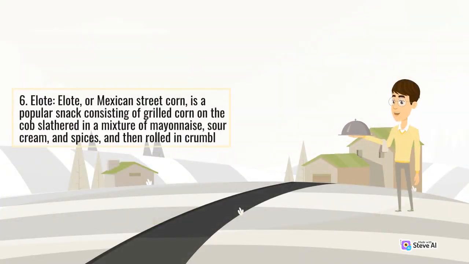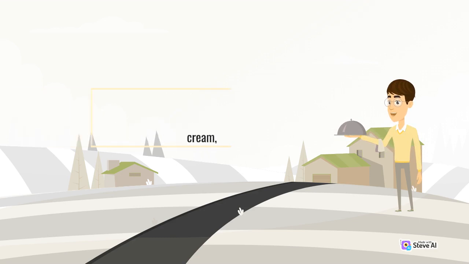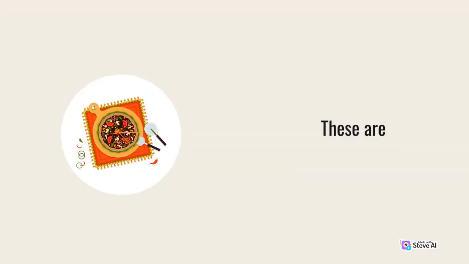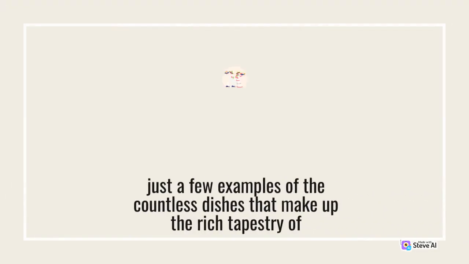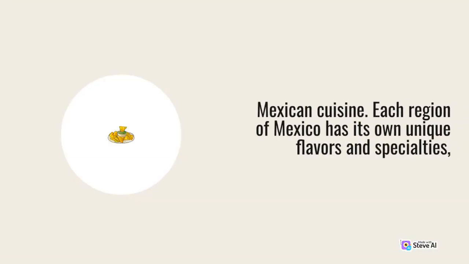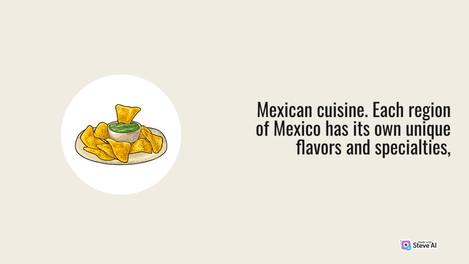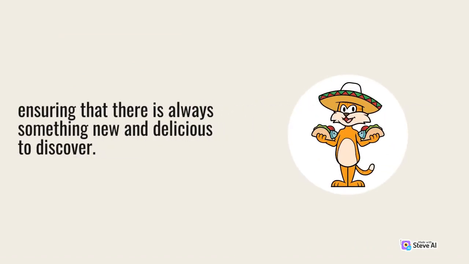6. Elote. Elote, or Mexican street corn, is a popular snack consisting of grilled corn on the cob slathered in a mixture of mayonnaise, sour cream, and spices, and then rolled in crumbled cheese. These are just a few examples of the countless dishes that make up the rich tapestry of Mexican cuisine. Each region of Mexico has its own unique flavors and specialties, ensuring that there is always something new and delicious to discover.